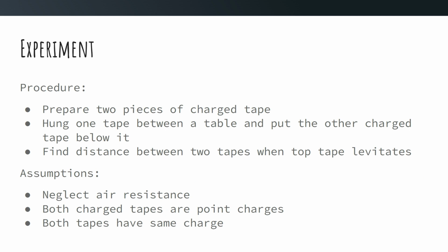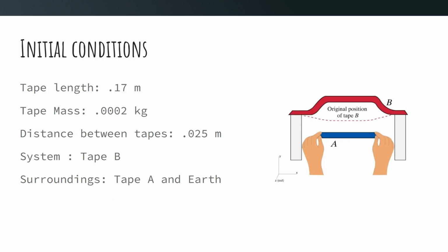So for the experiment, I began by preparing two pieces of charge tape. I then hung one tape from the table and put the other tape right below it. I then found the distance between the two tapes when the top tape began to levitate. Some assumptions made for this lab were that air resistance could be neglected, both charge tapes are point charges, and both charge tapes have the same charge. Some initial conditions found were that the length of the tape was measured to be 0.17 meters, the mass of each tape was 0.0002 kilograms, and the distance between the tapes when tape B began to float was 0.025 meters. In this case, our system is tape B, and the surroundings are tape A and the Earth.